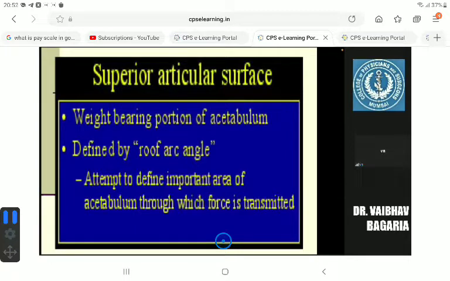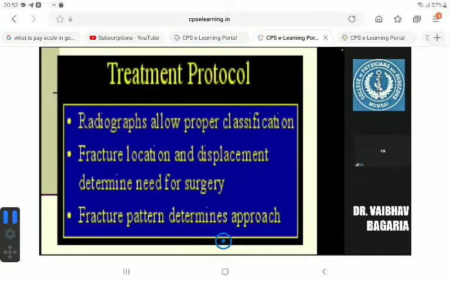It is an attempt to define the important area of the acetabulum through which the force is transmitted, and our treatment protocol. Now coming back to the treatment protocol, before I go to the treatment, there's another thing that you all must know, and which sometimes comes as a short note. It's called 3D printing. Nowadays, you can actually get 3D printed models, and we have plenty of those. We do a lot of 3D printing.